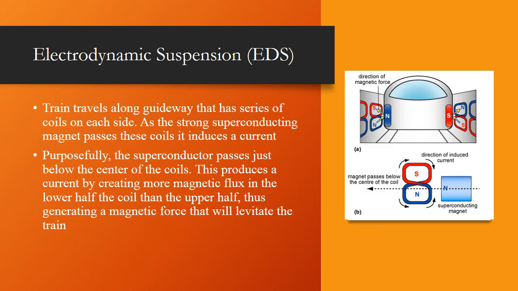The guideway consists of a series of coils on each side. The superconductor is positioned so that it passes right below the center of these coils. This slight asymmetry is required because it creates more flux in the lower half of each coil than the upper half, producing a current that generates the magnetic force used to levitate the train. As you can see in the diagram, the coils on each side are the opposites of each other. This is just to create balance in the poles and allow uniform levitation.